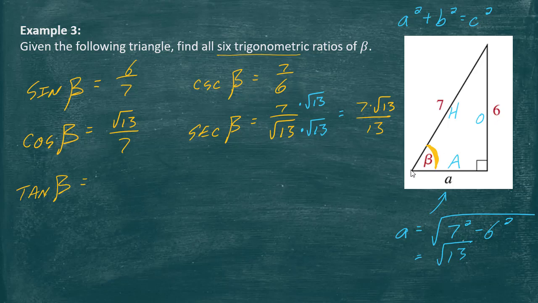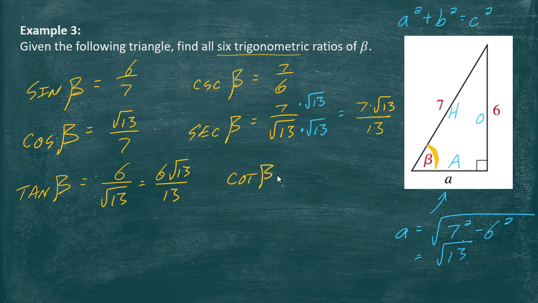Tangent of beta would be the opposite over the adjacent, so that would be a 6 over that square root of 13. And I think we can see that pattern happen again here, where it's just rewrite the radical on top and then drop the radical on the number that's on the bottom. If there happened to be another number on the bottom, I would actually multiply it. But again, we didn't have to worry about that here.